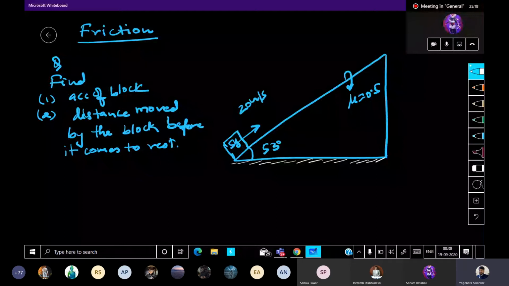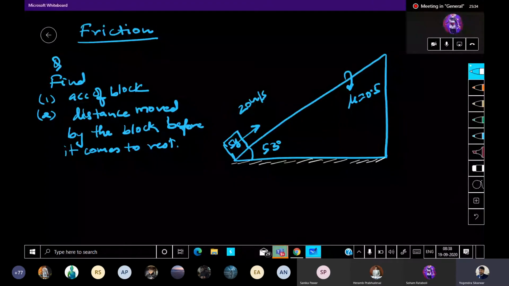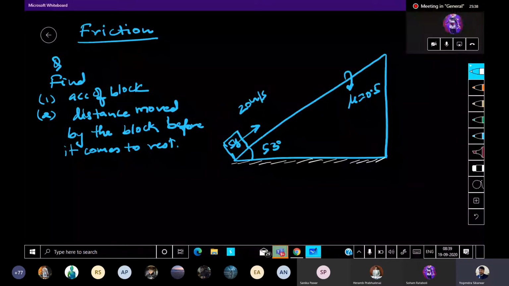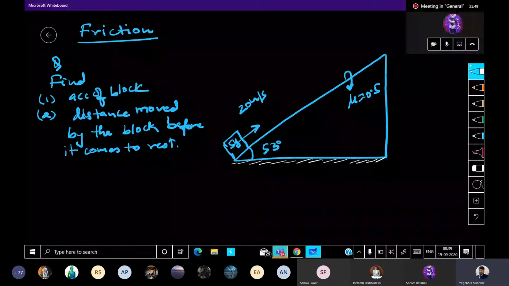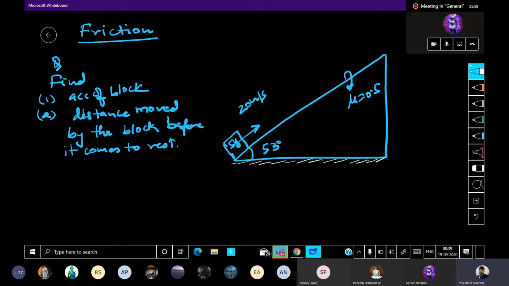Acceleration, Amod is saying 3 meters per second square. Very good, Amod. You are consistent. Now it becomes -3. Interesting. Last 2 minutes, everyone. Quickly give me the answer, otherwise I'll solve.